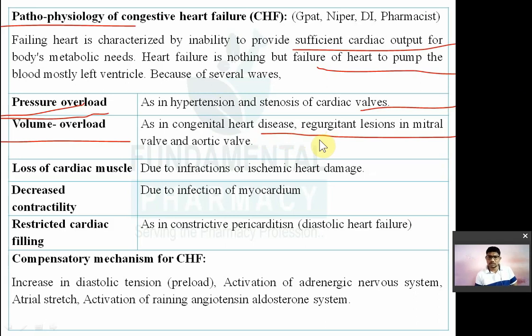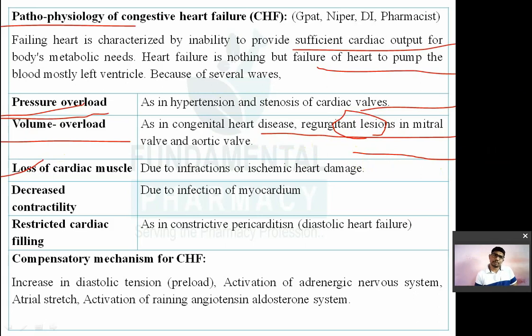Regurgitant lesions, that means there is a wound in the mitral valve. If the mitral valve is damaged, that can also increase the volume overload, and that is one of the causes for congestive cardiopathy. देन लॉस ऑफ कार्डियक मसल, ठीक है। तो कंजेस्टिव कार्डियक फेलियर क्यों होता है?